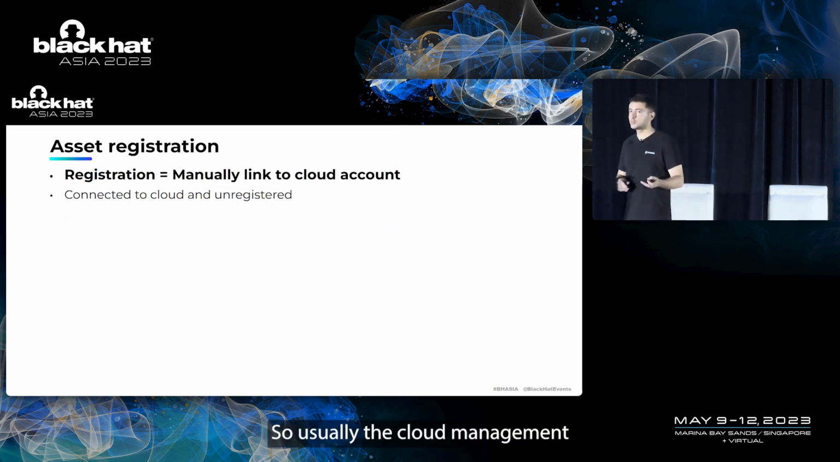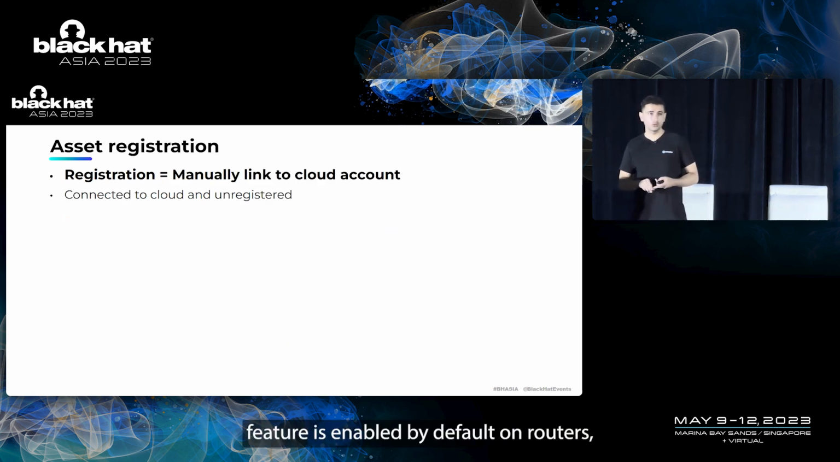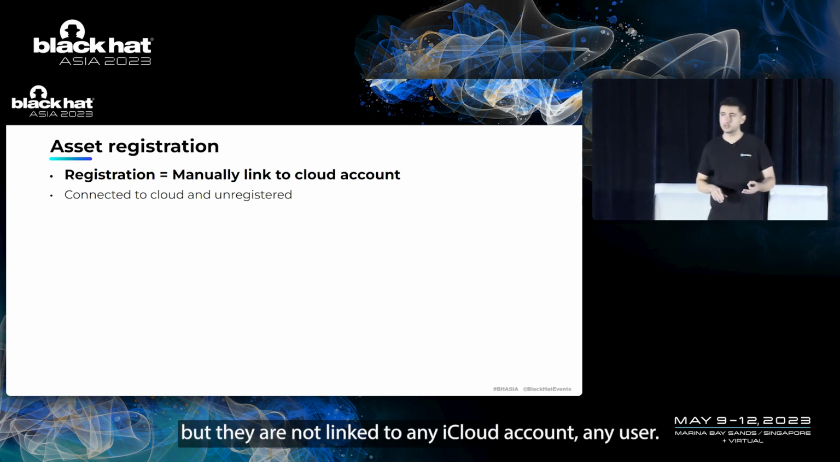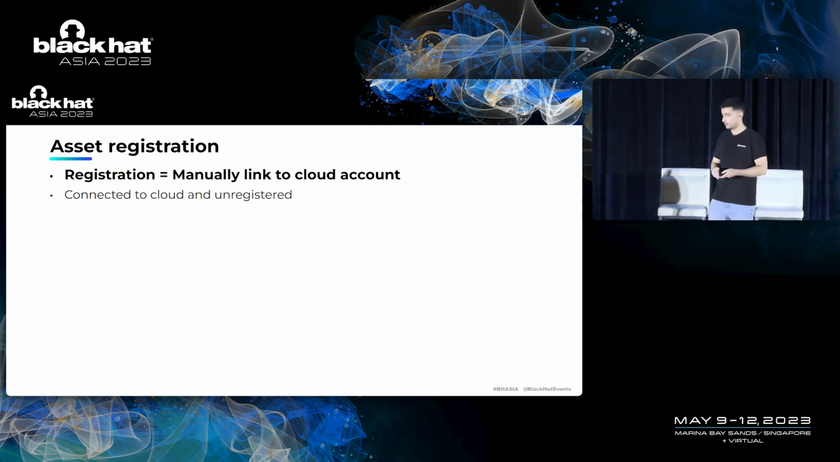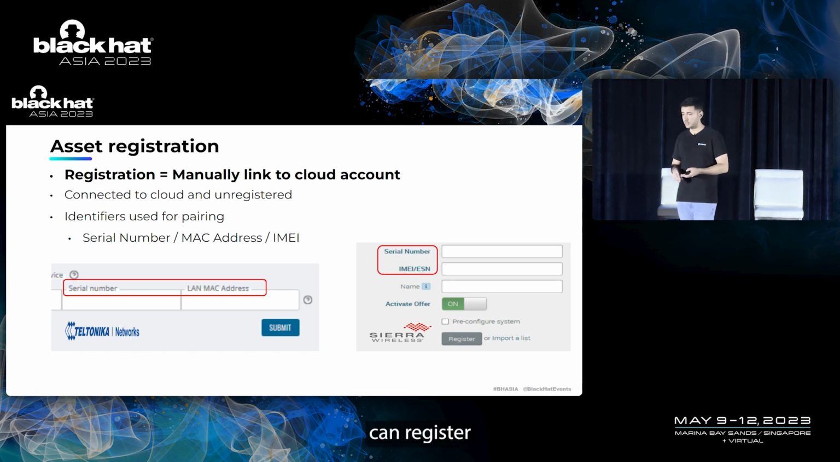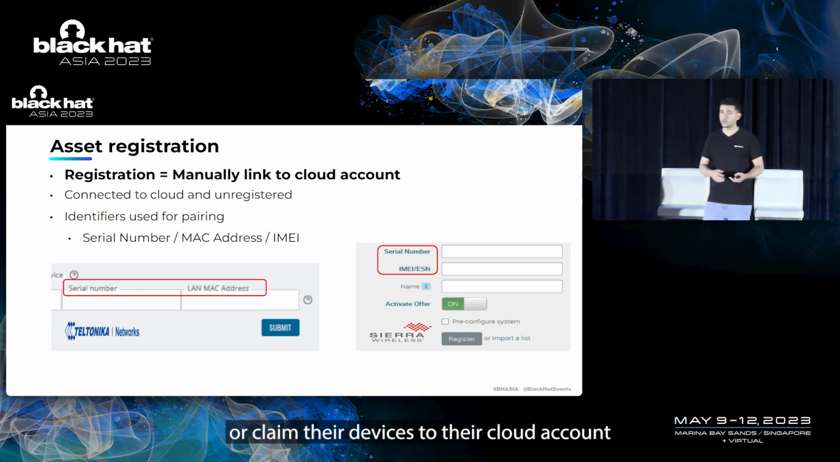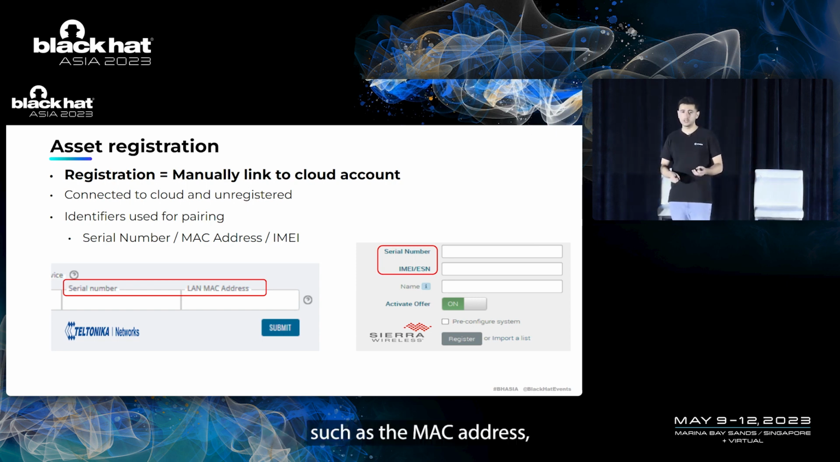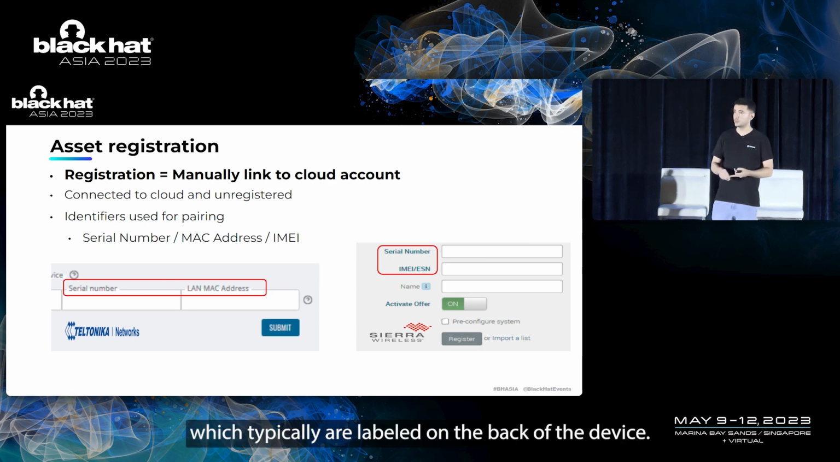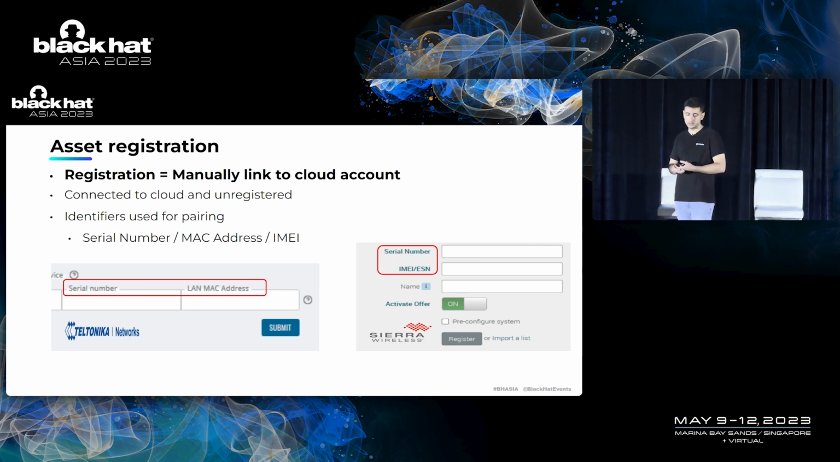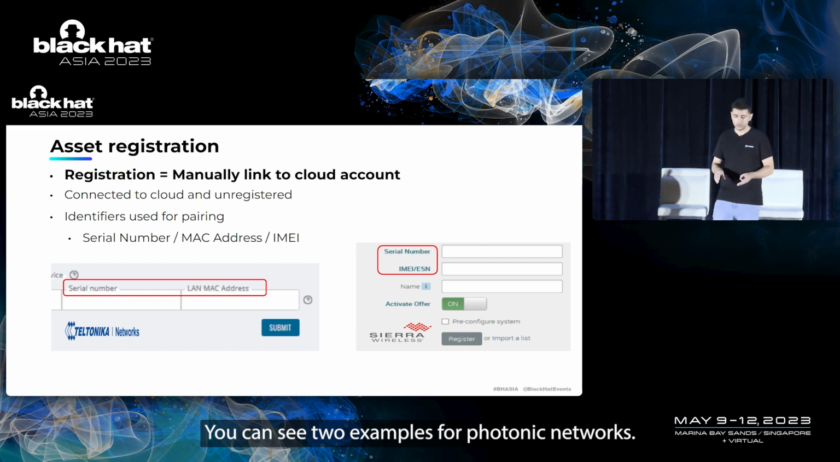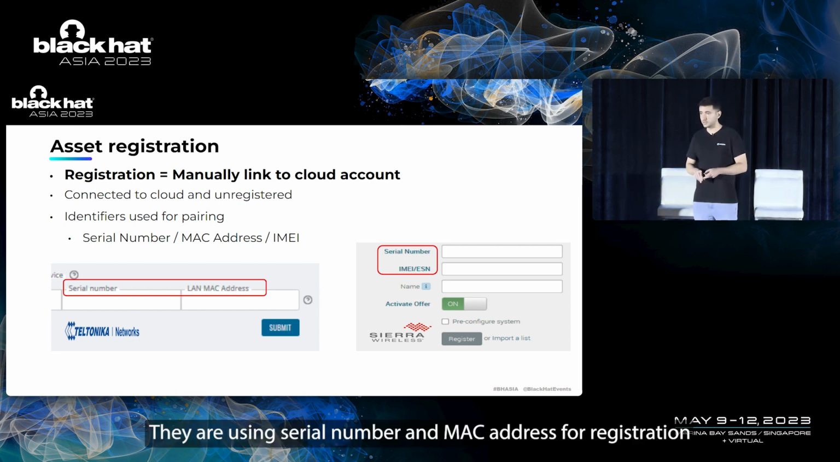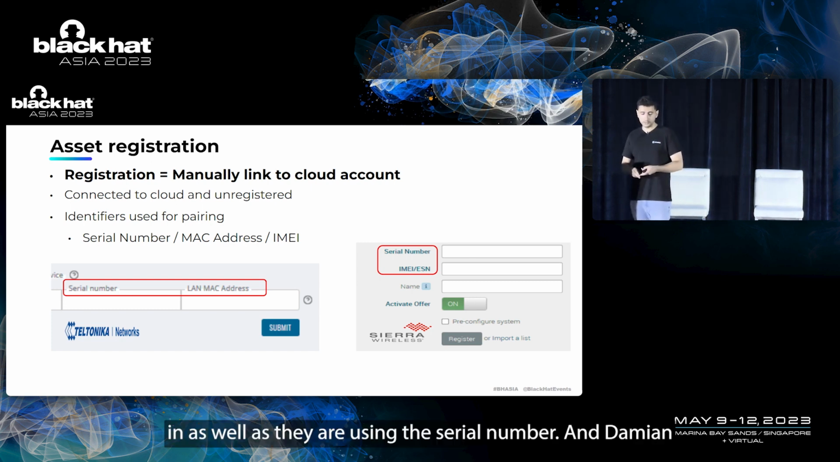So usually the cloud management feature is enabled by default on routers, but they are not linked to any cloud account, to any user. So users can register or claim their devices to their cloud account by manually entering the device identifier, such as the MAC address, the serial number, and the IMEI, which typically are labeled on the back of the device. Here you can see 2 examples. For example, Teltonika Networks uses the serial number and MAC address for registration. Sierra Wireless uses the serial number and the IMEI.